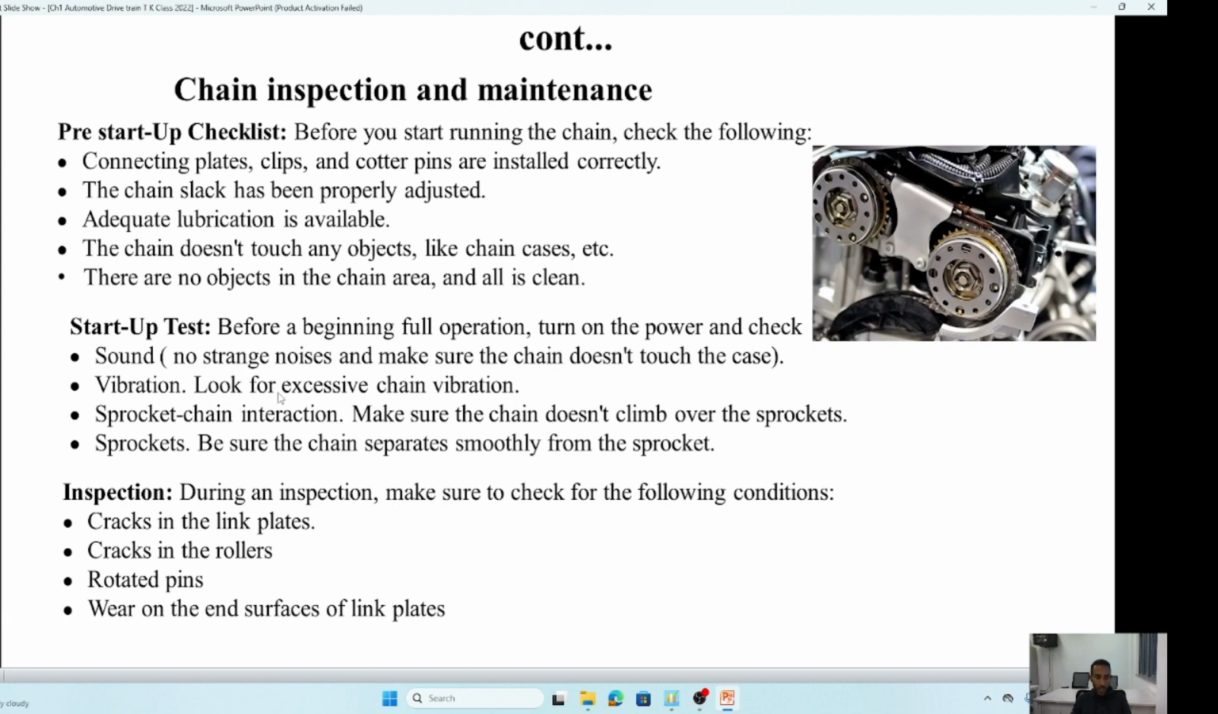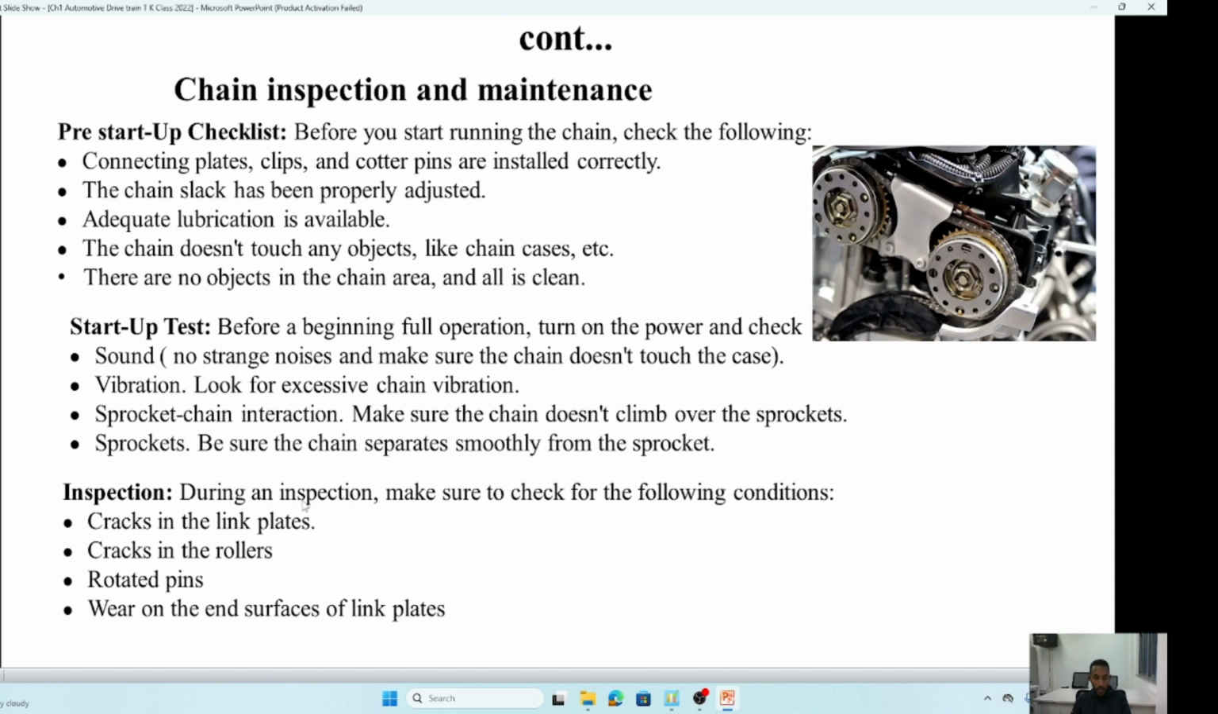If there is some vibration, it means there is some misalignment or some improper adjustment of slack. We must also check the chain and sprocket interaction, whether they engage properly or not, and if there is any misalignment, we must check. Also, we must check the sprockets, whether they run smoothly with the chain.